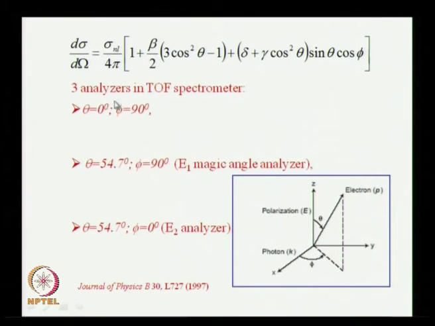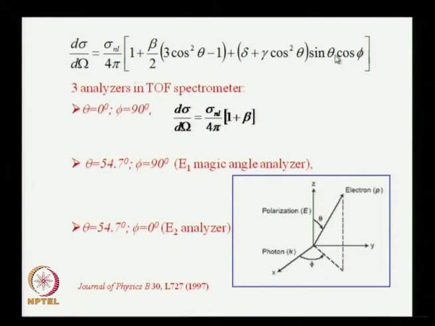In fact, if you have 3 analyzers in a time of flight spectrometer, one at theta equal to 0 and phi equal to 90 degrees, another at 54.7 degrees and phi equal to 90 degrees, and another at 54.7 degrees theta and phi equal to 0 degrees, then you can get all of this information. How? Because what happens at theta equal to 0? Sin theta vanishes, so these terms go away, right, and at 54.7 the cosine term gives you 1 over root 3, cosine of 54.7 is 1 over root 3.